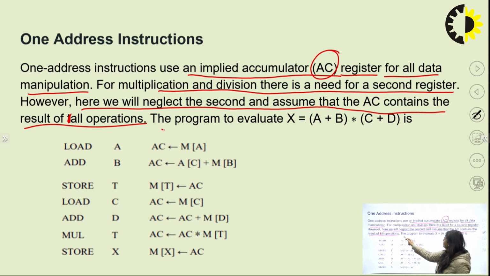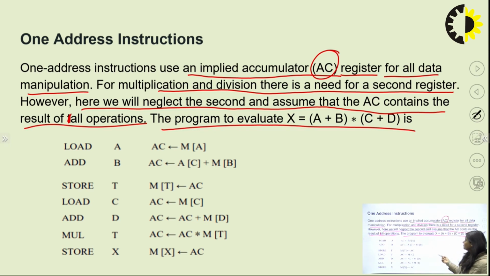The program to evaluate this. Now we have to write the program for this, and again we have the same expression, which is X is equal to (A plus B) multiplied by (C plus D). How are we going to solve it? We have so many steps here, you can see. So one restriction is there: we can use only one memory location at a single time, and for calculation purposes we require another place to put our data. We have this accumulator register.